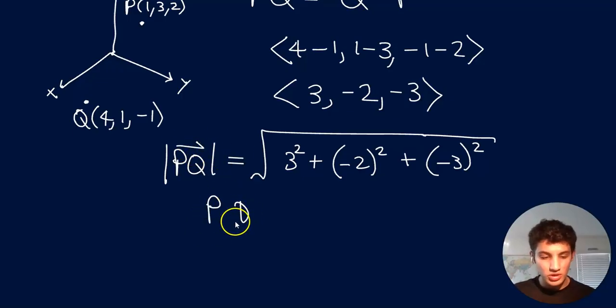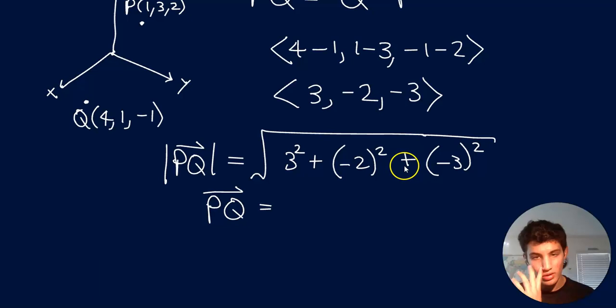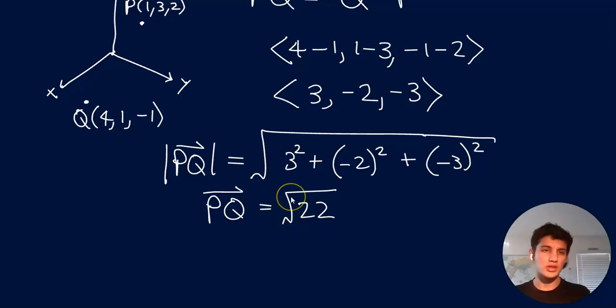So what is the magnitude of PQ? This part, just try it on your own. It's straightforward enough. It's the square root of 9 plus another 9 plus 4. Maybe I did it wrong, but I think that's root 22. Yeah, 18 plus 4. So that's the answer.